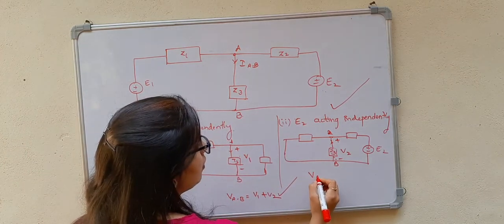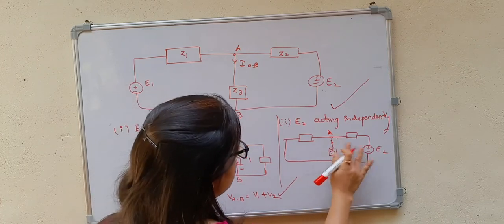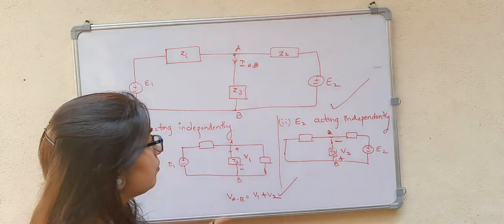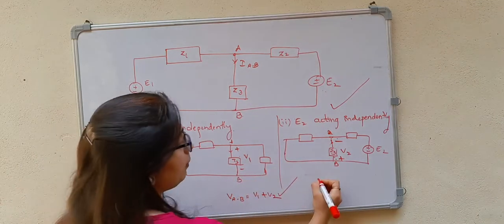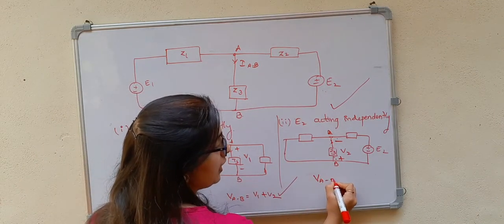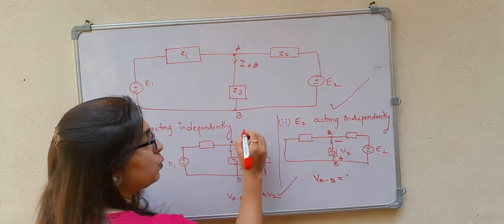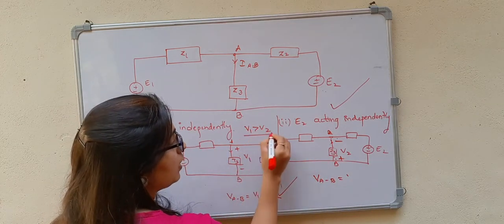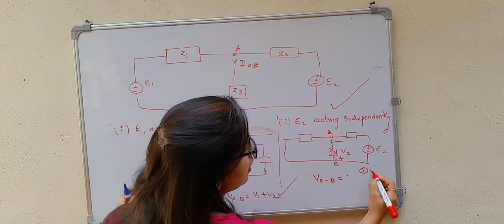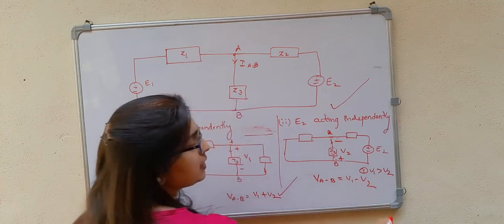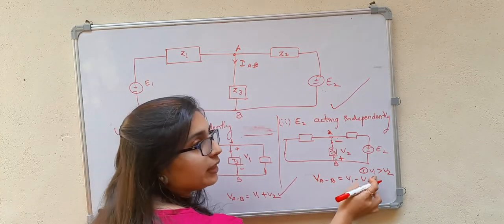Suppose I have this direction, polarity is like this, minus plus. In this case, what will it be? The resultant voltage will be equal to the difference between these two voltages. Suppose V1 is greater than V2 now. Okay, this is the first case. V1 is greater than V2. In this case, it will be V1 minus V2. That is the magnitude. And what will be the polarity?